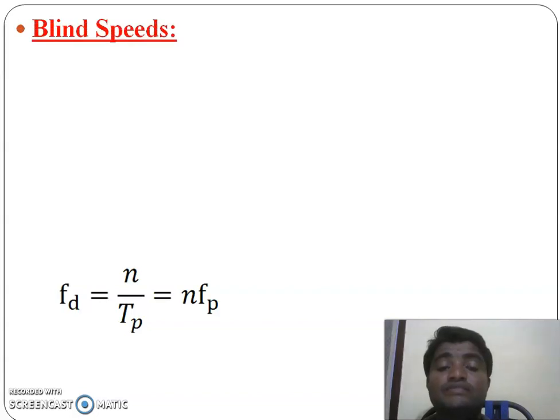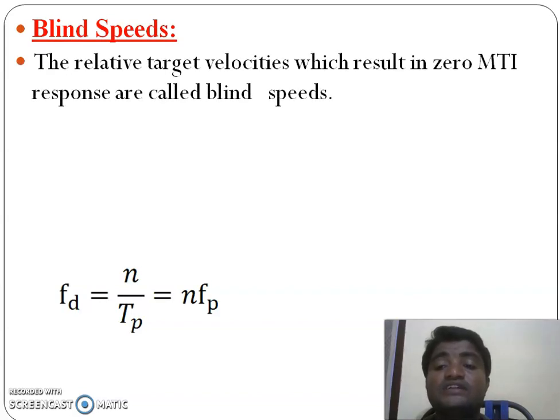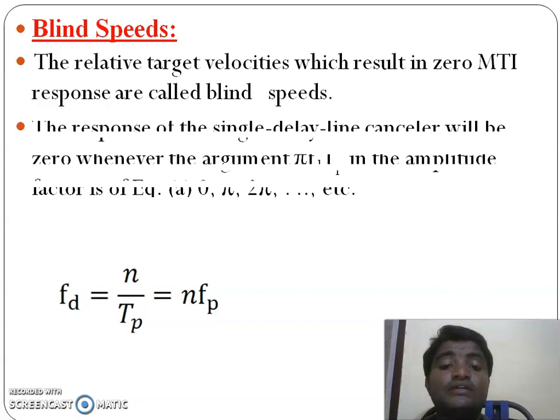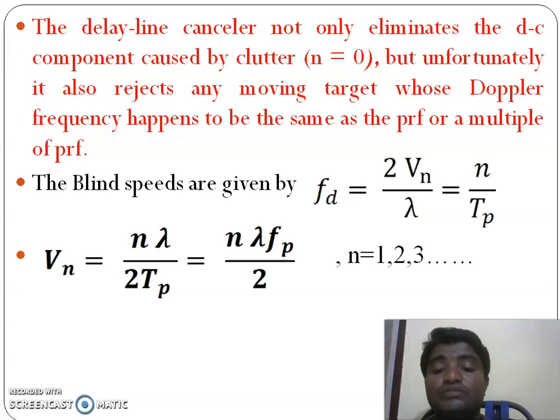And the next concept is blind speeds. The blind speeds are the relative velocities of the target which result in a 0 MTI response. Blind speeds occur when pi times f_d times Tp equals plus or minus n pi. From that we get f_d equal to n by Tp, that is equal to n fp. That means blind speeds occur when f_d equals n times fp, where n equals 0, 1, 2, 3.